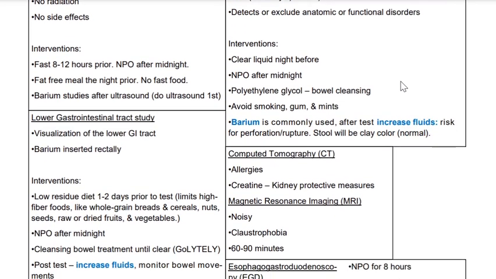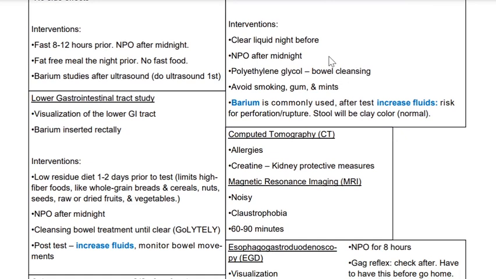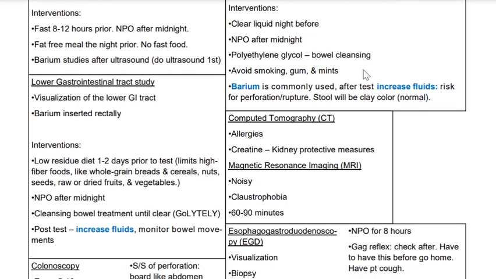And then, so what would we teach the patient? Clear liquids the night before, be NPO after midnight. They probably are going to have to clean their colon. And if you see polyethylene glycol or Go Lightly, that is the lovely cleansing agent that they give to the patient. And I'll explain how it works and everything in a future video. Avoid gum, smoking, and mints. It stimulates the GI tract. And then barium is commonly used after testing, increased fluids.